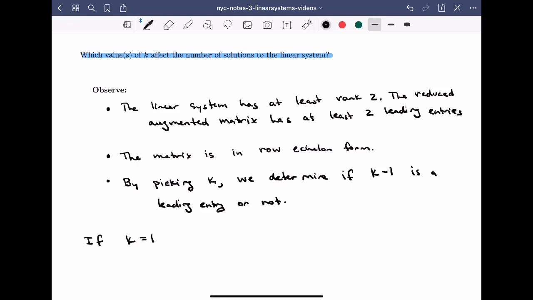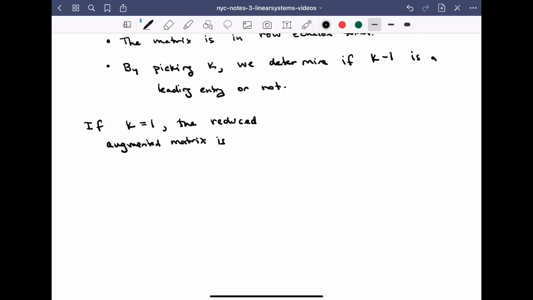So if k is equal to 1, the reduced augmented matrix is the following. 1, 1, 1, 1, 0, 1, 1, 1, 0, 0, 0, 0. Now the k minus 1 position is going to be 1 minus 1, which gives me 0. And k squared minus k would also be 1 minus 1, which gives me 0. So let's look at what I have here.